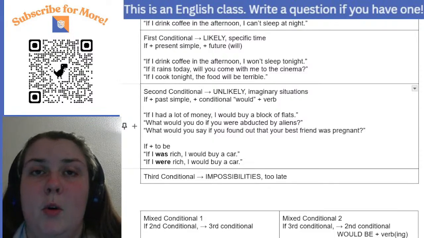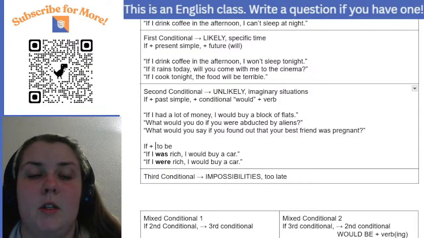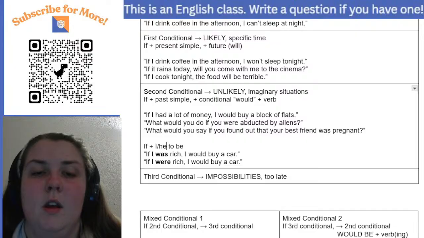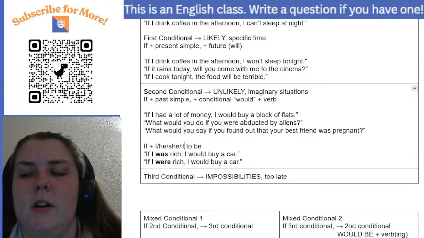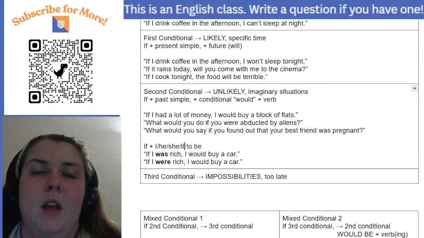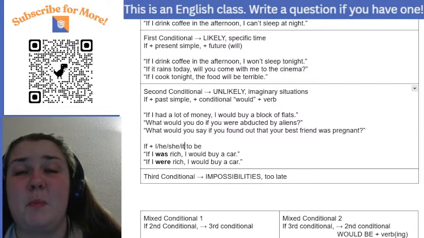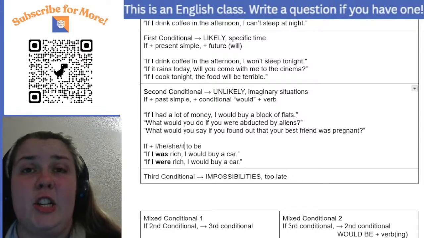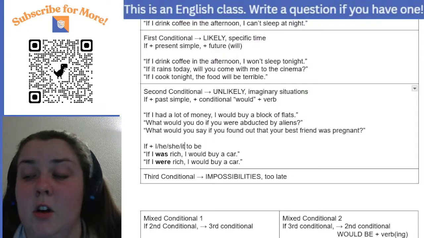Equally, something that's very important here is that it can be I, it could be he, she, it. We were, they were, you were. We know that already. That much is obvious, right? But when it comes to specifically I and he, she, and it, normally it's was. But in this particular case, it's were for the second conditional.